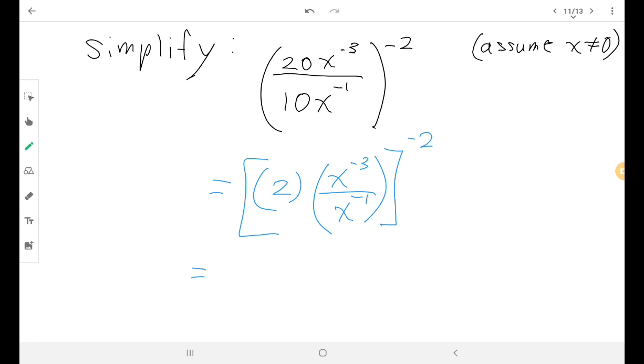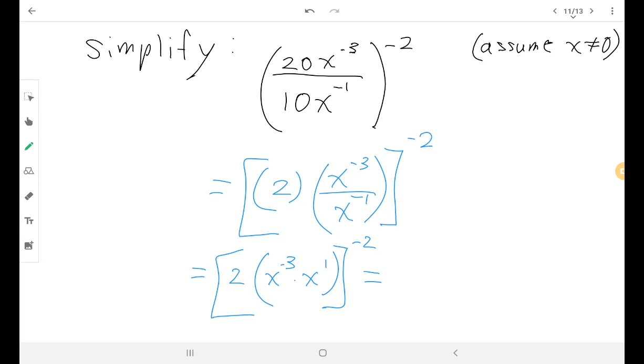I'm going to have to start writing a little bit smaller here. So that's 2 times, and I'm going to turn this into a multiplication by reciprocal problem. That's x to the negative 3rd times x to the 1st, because the reciprocal of x to the negative 1 is x to the positive 1. And all of that still raised to the negative 2nd power.